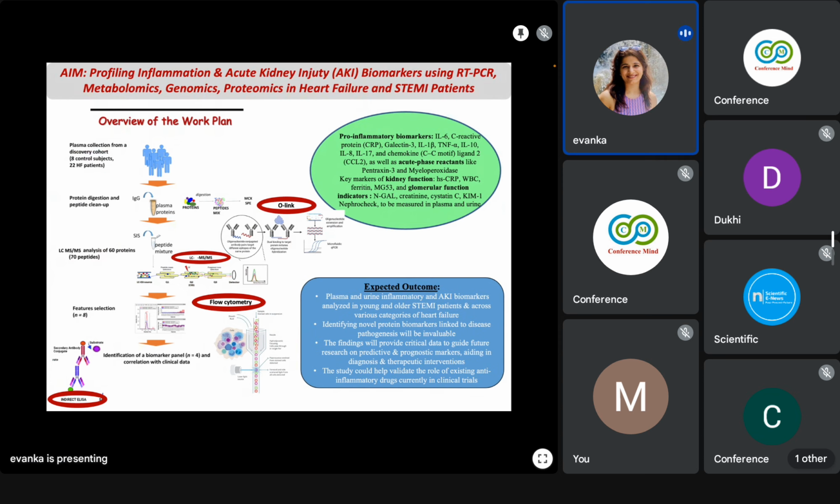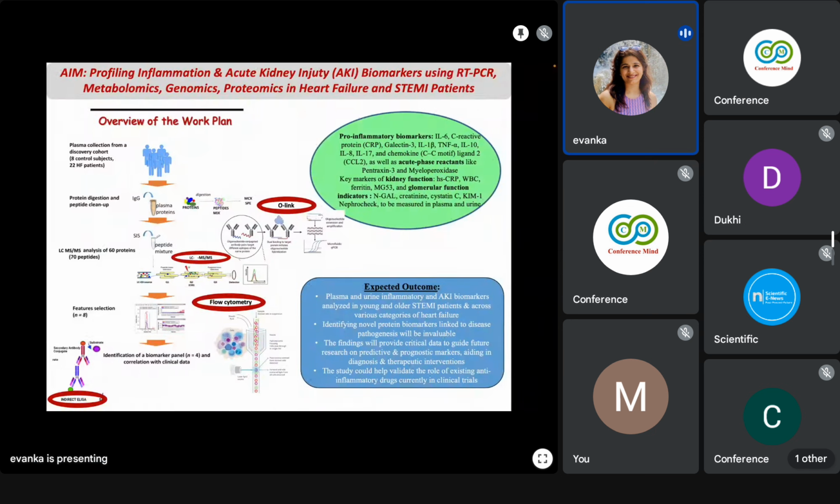And STEMI patients are being taken up, where we have subdivided them into older and younger STEMI patients. So this is the workflow, which I think you all can see: we'll be recruiting the patients along with a few healthy controls. We'll be going ahead with the proteomics, the metabolomics and the lipidomics part. If we come up with a novel biomarker, maybe an early prognostic biomarker, then we may validate those specific biomarkers using various molecular assays like ELISA, or flow cytometry, or maybe the O-link one.